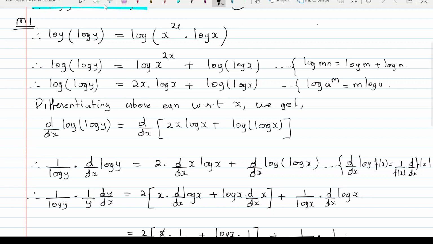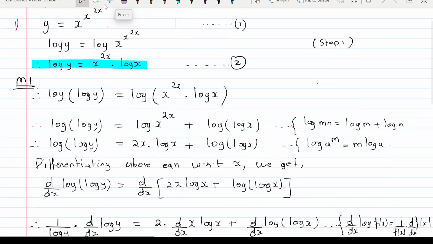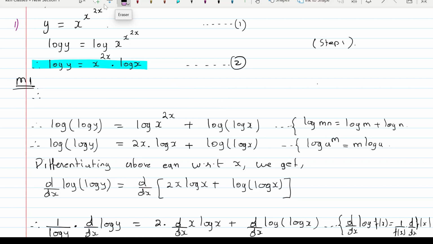Okay, so now for method 2. So ये मेथड 1 इधर से चालू होता ना. Method 1 started from here, so we will cancel this method 1 and we will do method 2.